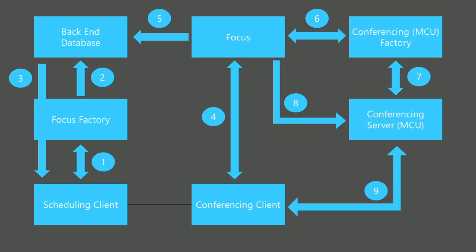So I think the conferencing MCU factory would manage those for those meetings. But the focus is also involved with that. Okay, so the MCU factory manages the MCU for that particular modality. So if you have 3 modalities, that would be 3 MCUs and 3 conferencing factories, but only one focus, yeah. Right? Okay, thank you.